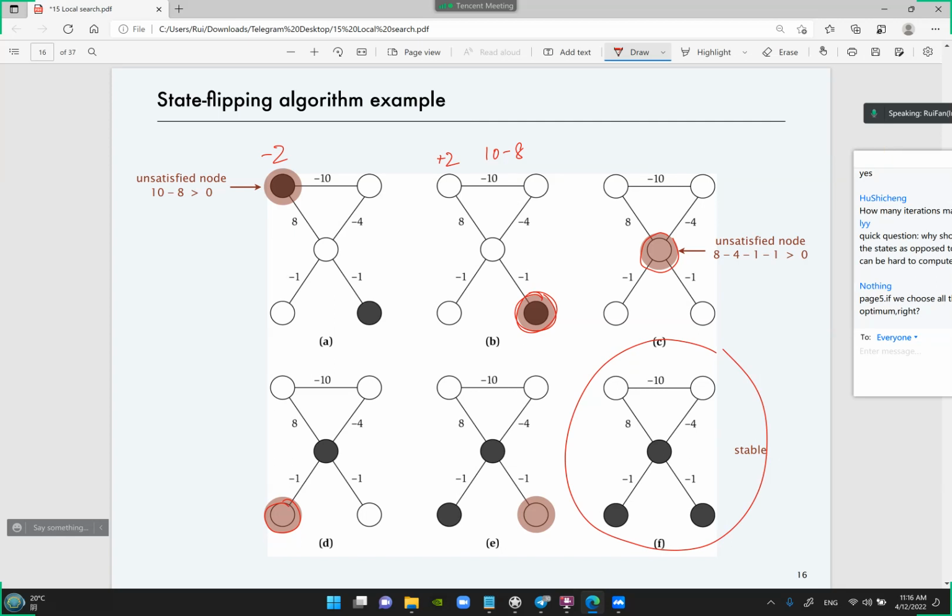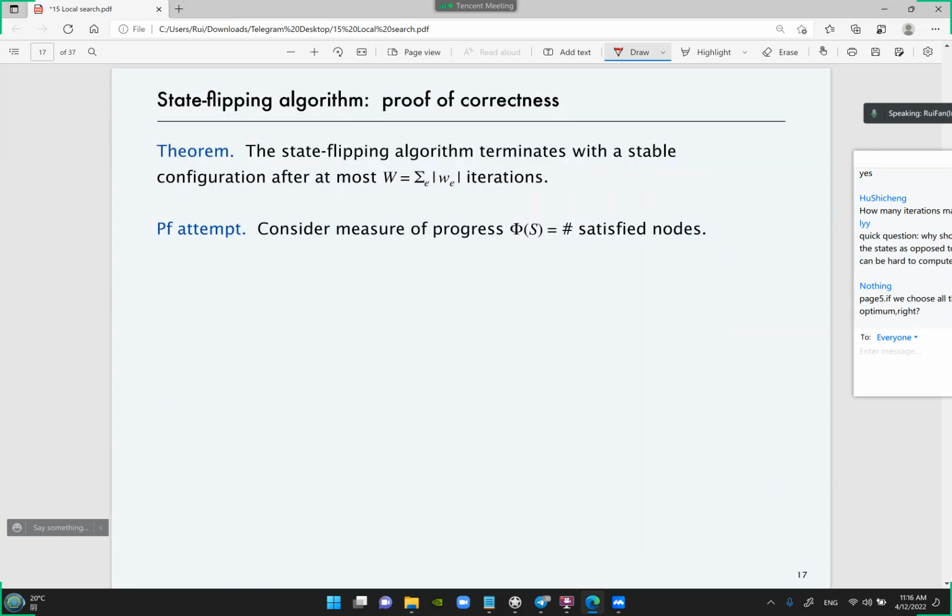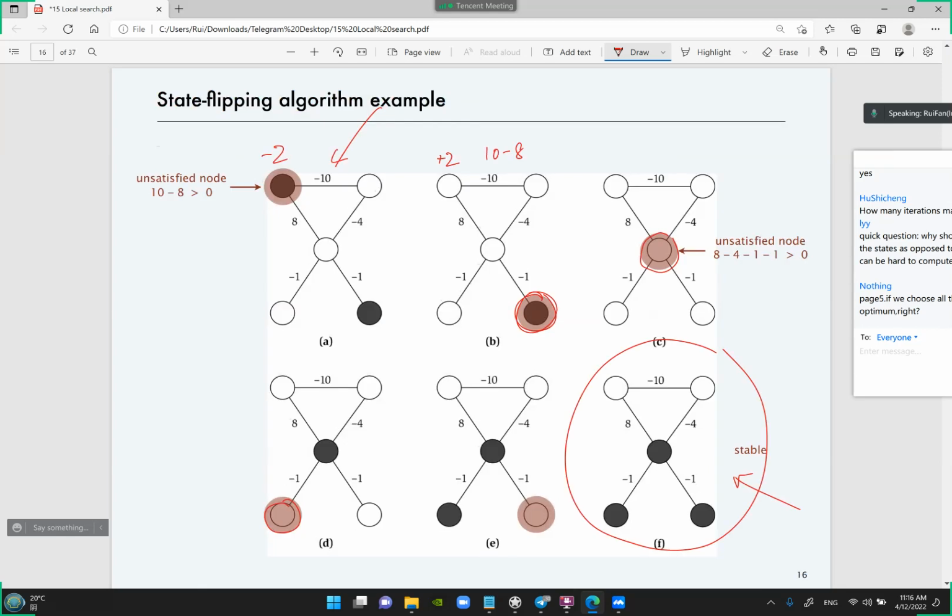All right, so that's the algorithm. What we have to show is that if you start from any arbitrary initial configuration, then eventually you're going to end up with a stable configuration. The theorem is that this algorithm is going to terminate, and the number of iterations it takes to terminate is going to be at most the sum of the absolute values of all of the edge weights. If you add them up over here, you have 10 plus 8 plus 4 plus 2 down here, so whatever that is, 26. That's how many iterations it takes in the worst case to terminate.